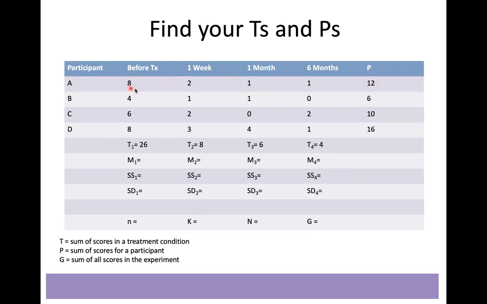Then what we've done is we've summed each participant, our P's. So I took participant A and I summed all of their scores to 12. Participant B summed to 6, C summed to 10, and D summed to 16. So that's step 1. Sum your T's and sum your P's. So press pause, take a look at that again, make sure you can do it correctly.